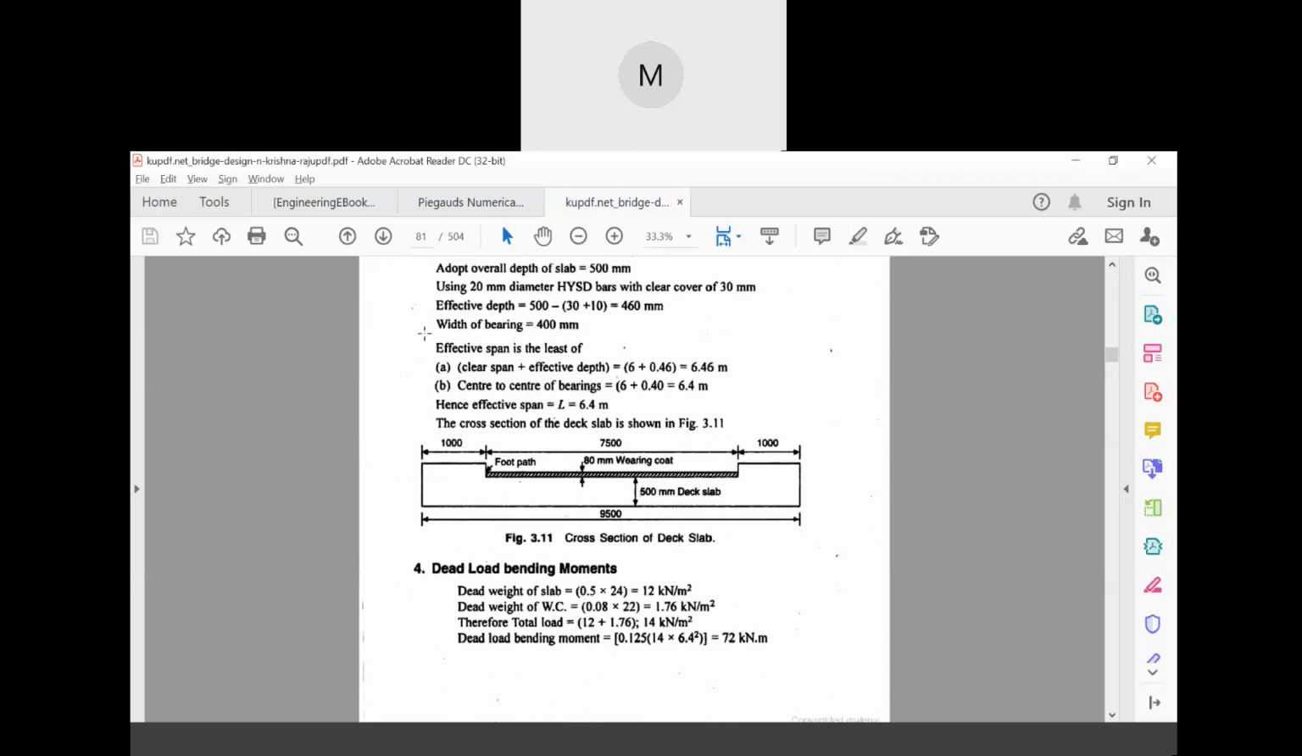The effective span of the... someone is unmuted. Just mute yourself.